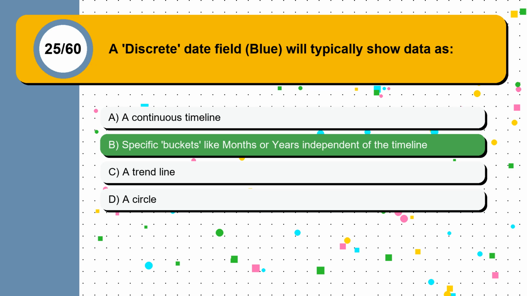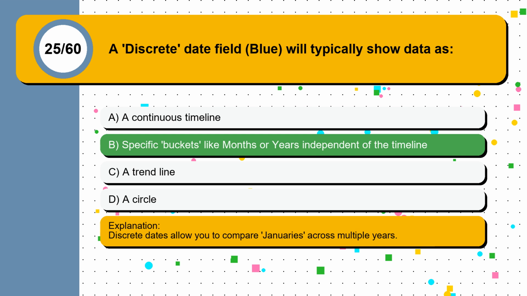The correct answer is option B, specific buckets, like months or years independent of the timeline. Discrete dates allow you to compare Januaries across multiple years.